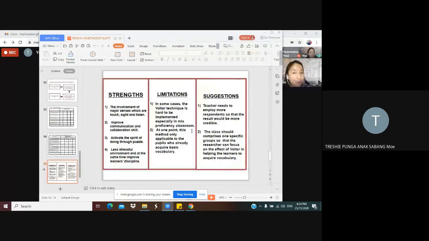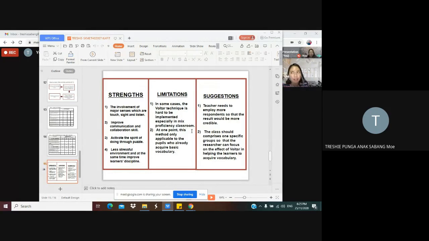So we move on to strengths and limitations, including suggestions from my action research. So the strength, the involvement of major senses, which are touch, smell, listening. As we all know, we go back to basics. We can memorize better when it involves our major senses. For example, a doctor can memorize better because after they read, they need to do something in order to memorize it. But this applies to students.